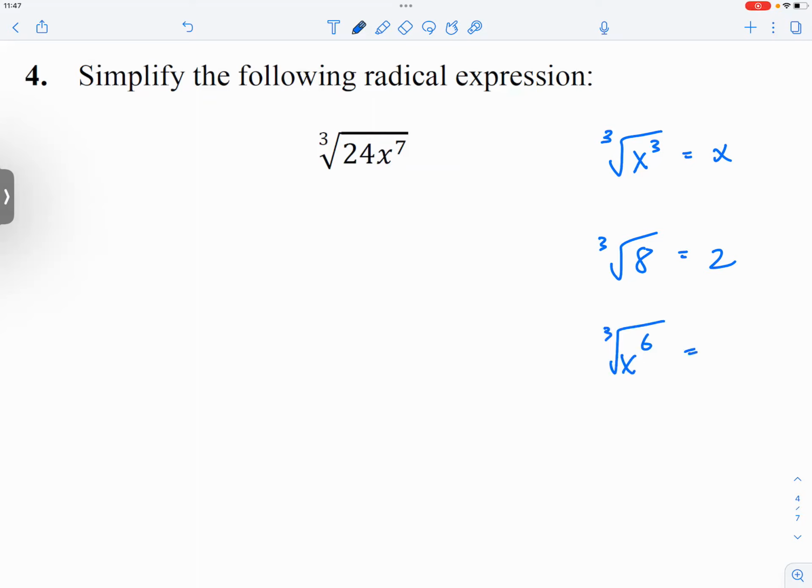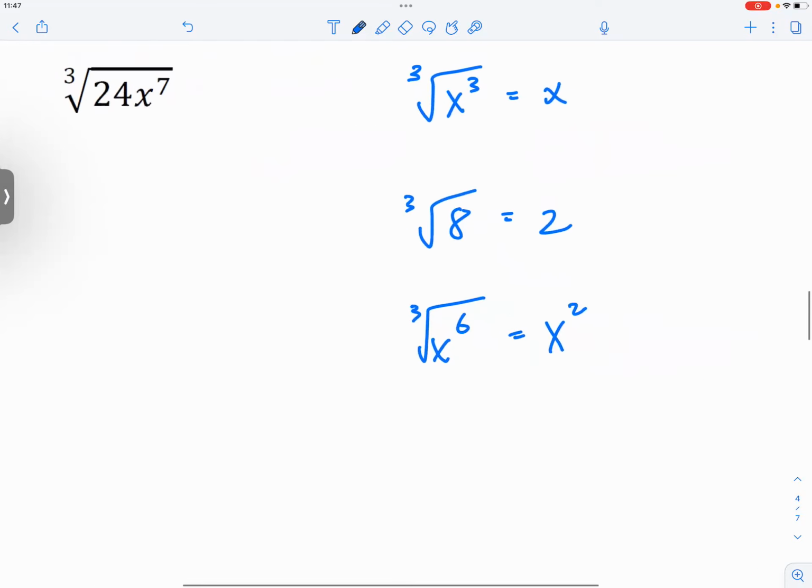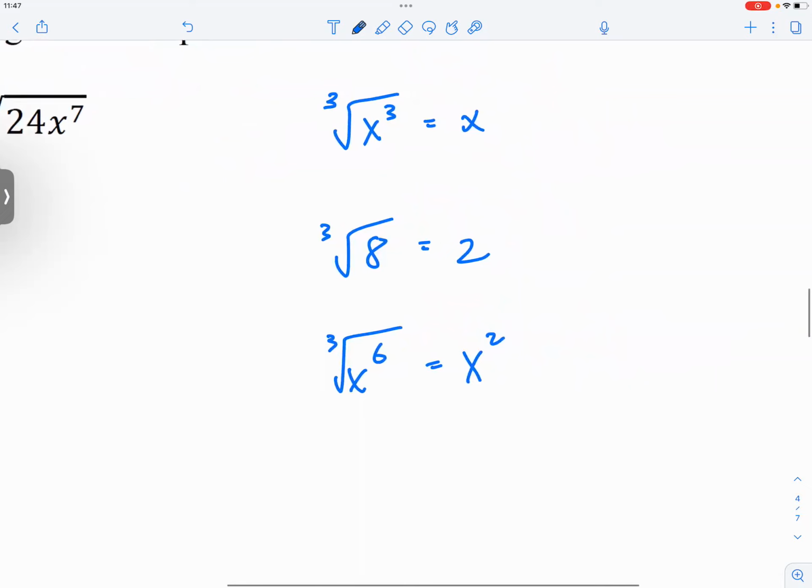We say, well, what multiplies itself 3 times to get you x to the 6th power? That would be x squared, because x squared times x squared times x squared gives you x to the 6th power. So this is one way to think about this, to make it really conceptual. Of course, you can use your exponent rules, right? So you can say, oh yeah, power over root, that is x to the 1st power. Same thing right here, power over root, that's x squared. You can do that too.